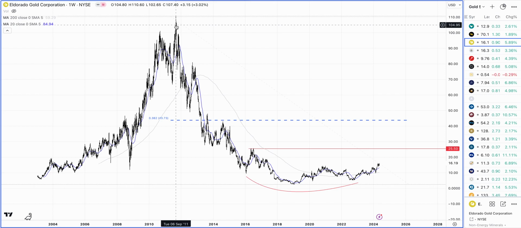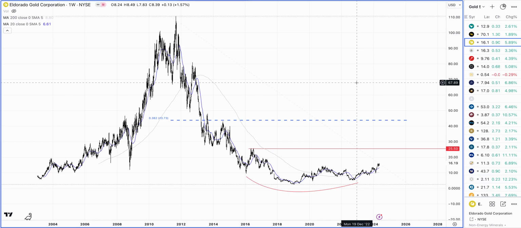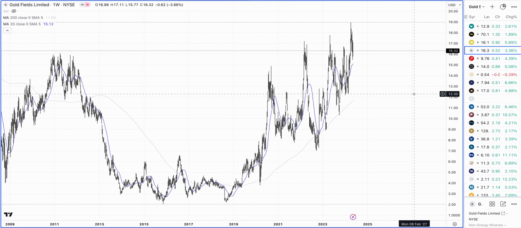So look, this is what the underlying commodity is and how the miners are. So this is something one needs to be very careful with, the miners. Sometimes it's just better to trade the actual commodity.